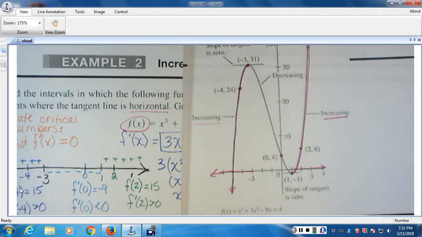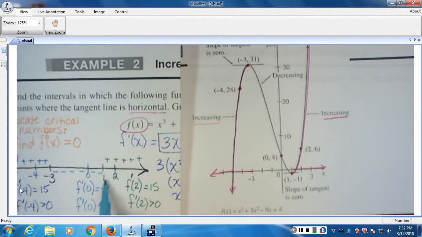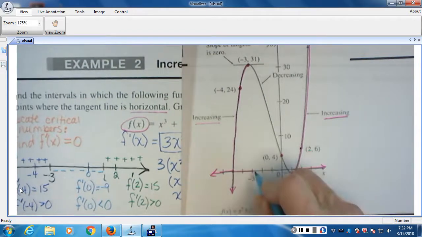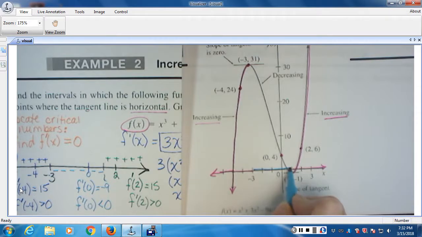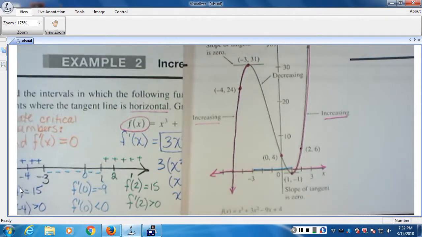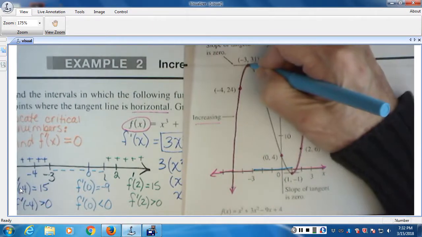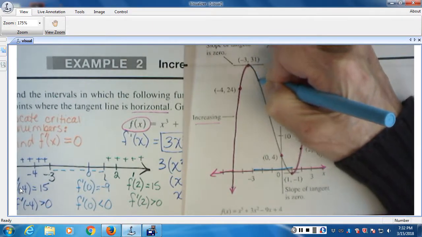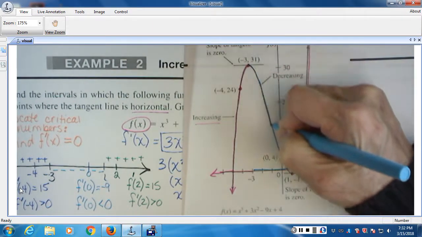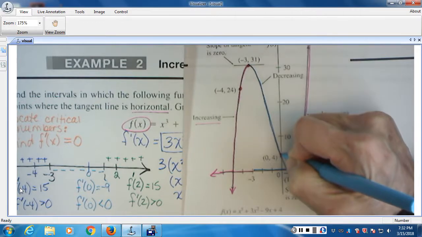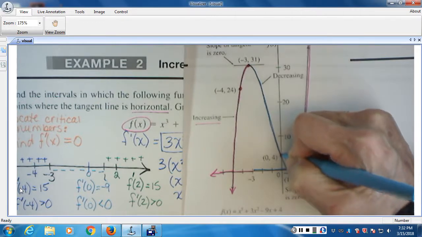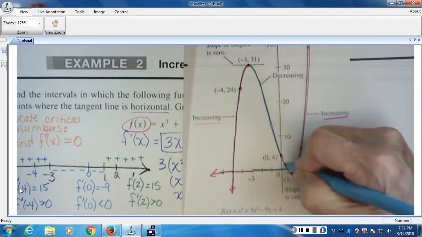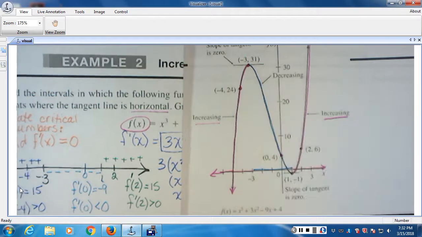I also know that on the interval from -3 to +1, which is from here to there, the function decreased. It starts up here at the top at 31, and it decreases and decreases, goes through the point 0, 4, because that's the y-intercept, and continues to decrease until it gets to the point 1, -1.